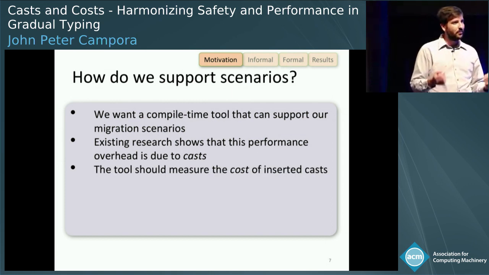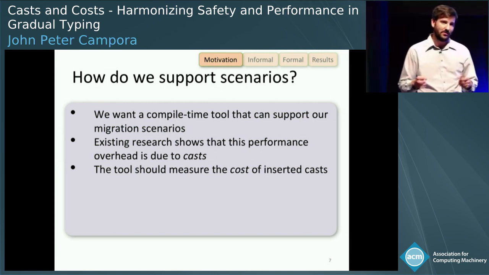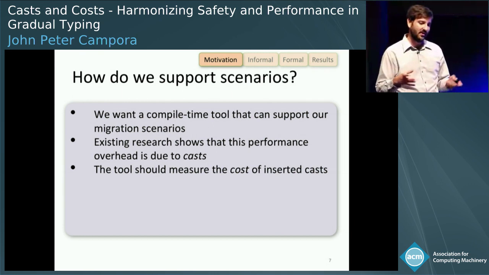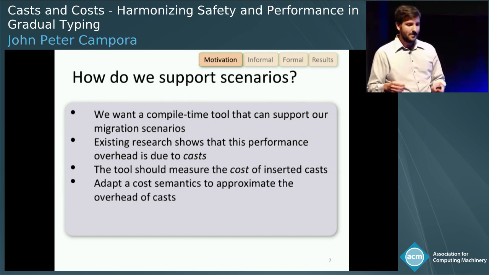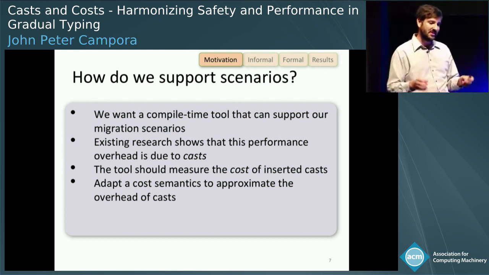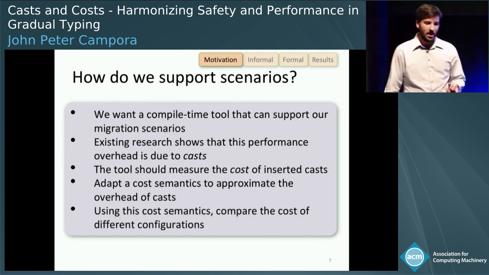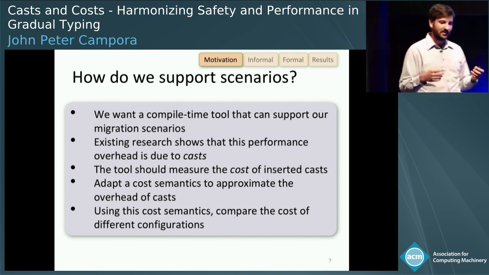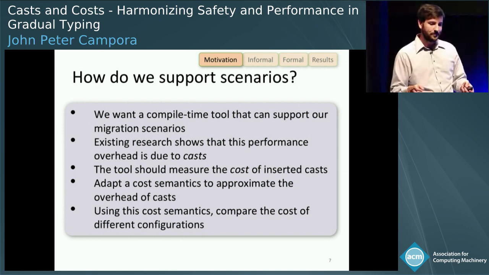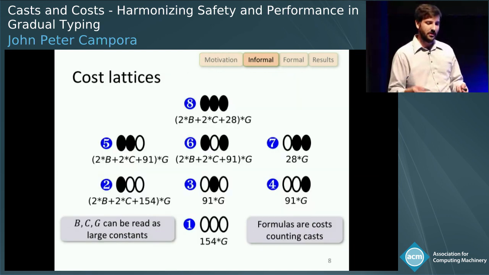And so we want our tool to statically measure the cost of these inserted casts, so to approximate the overhead of a different cast in my program. And to do this, we adapt existing cost semantics, but instead of counting execution steps, we're just going to try and count the number of casts that are evaluated. And then after we use this cost semantics to compare the cost of all of our different configurations, we can guide you towards your ideal configuration for your migration scenario.